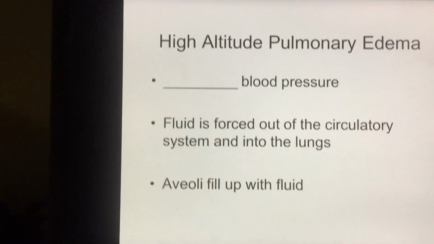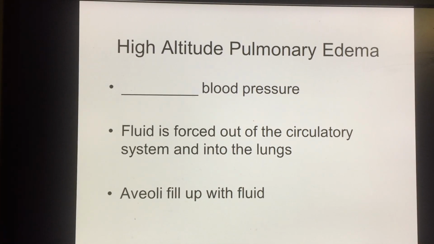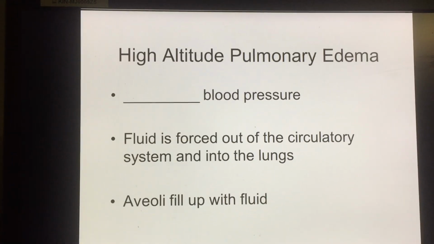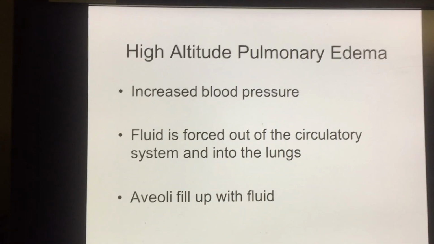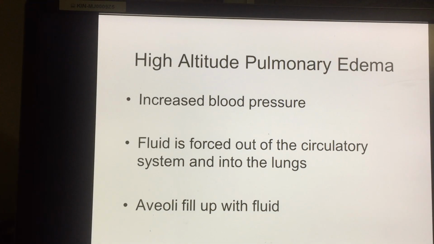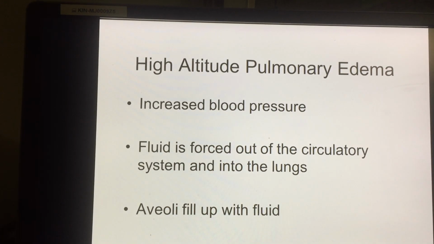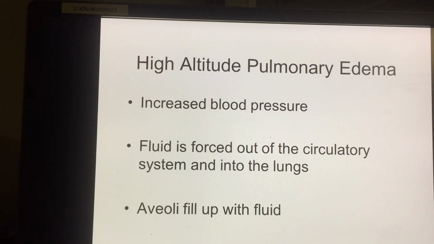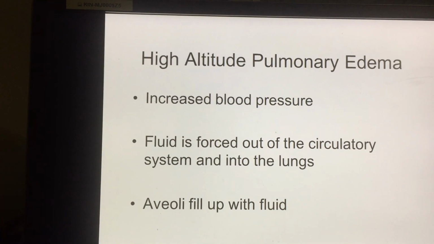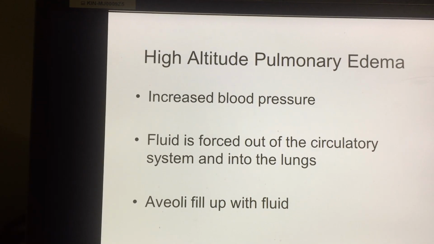So one of the most hazardous risks of altitude exposure is what's called high altitude pulmonary edema. And this occurs because of the increase in blood pressure. So if you get a dramatic increase in blood pressure with acute altitude exposure, it forces fluid out of the circulatory system and into the lungs, and your alveoli fill up with fluid, and it's just like a person is drowning, despite the fact that they're not underwater. So that's often a fatal condition that people might experience if they have an extreme reaction to acute altitude exposure.